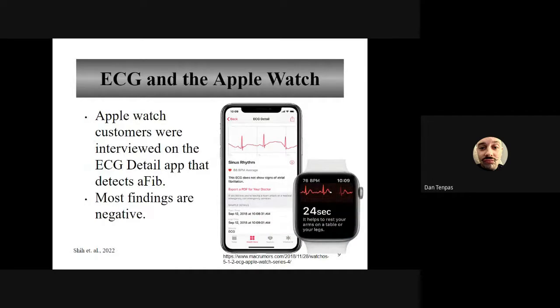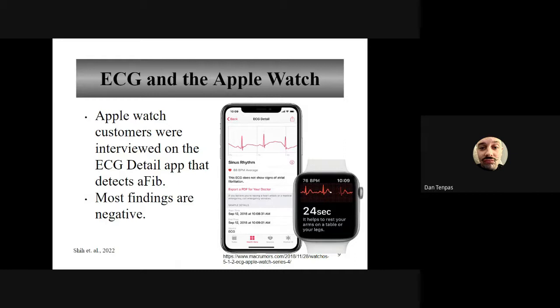All right, so the article that I looked into was quite interesting. I looked at the ECG, and this particular group of people did a research study on the app found on the Apple Watch called the ECG app. What it can do is detect AFib, or atrial fibrillation. And most of the findings are negative from this. I'll get into that in a minute.